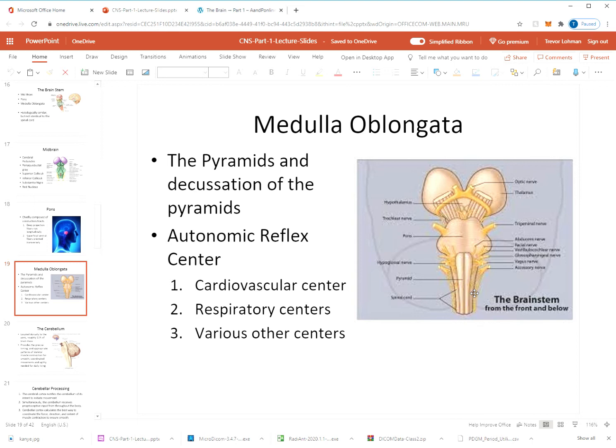It is an autonomic reflex center. Cardiovascular reflex centers are there. We discussed that. Also respiratory centers. So if your blood is becoming a little acidic, you may increase your respiratory rate. That reflex would occur here. It would occur in the medulla oblongata, and there are other autonomic centers as well.